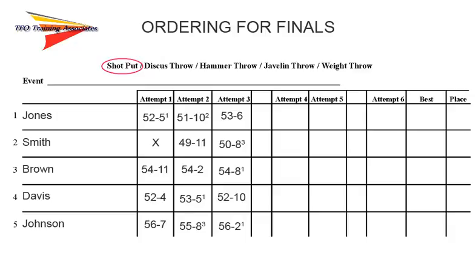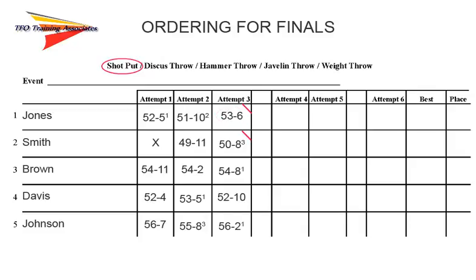At the conclusion of the preliminaries, we can now determine the order for the finals. In our example, all of the competitors will be advancing. There are several ways to indicate the best mark for each competitor in the preliminaries. Some officials prefer to circle the best mark for each competitor.